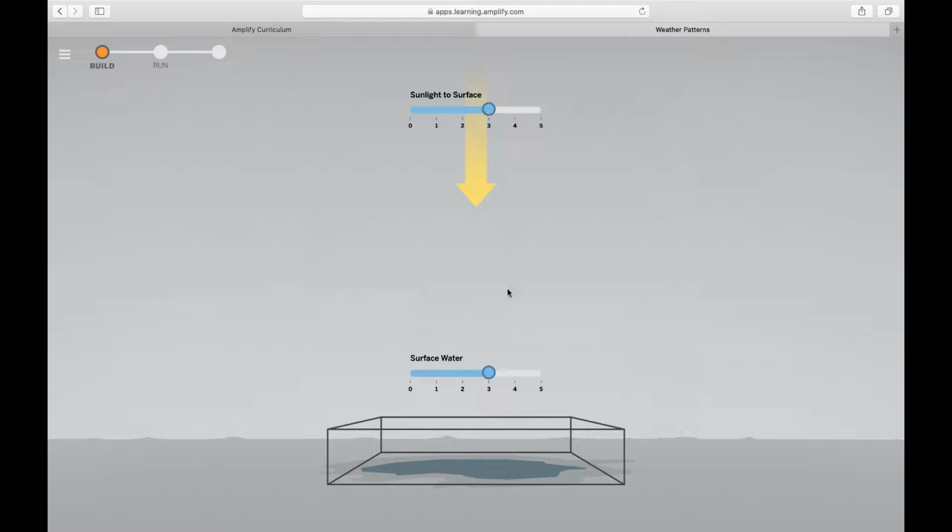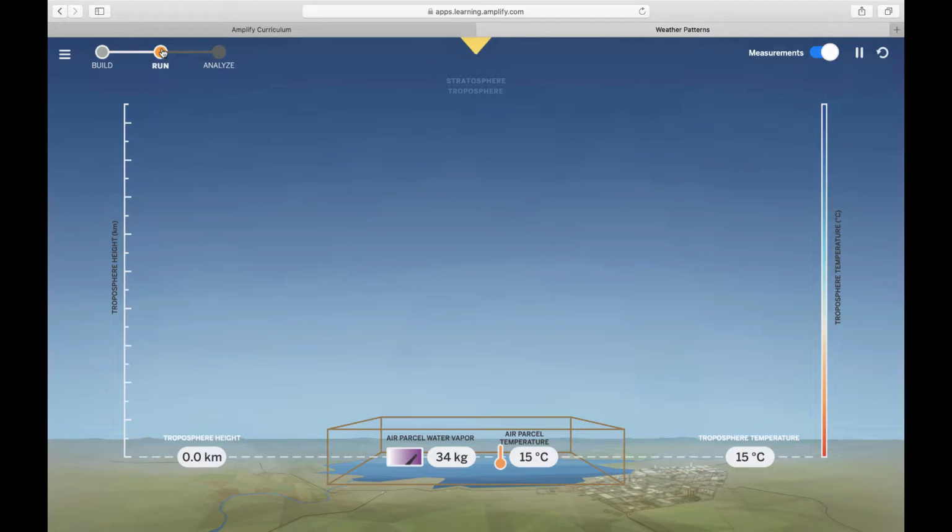So for this one, we're really going to keep the surface water at level 5. We're going to keep this throughout the sim. We are not going to change that. So if I wanted a severe rain, I would need a large amount of energy to be transferred to that air parcel to make it condense. And for that, we could use level 4 or 5. So let's go ahead and use level 4. And we're going to run and see how this all works.